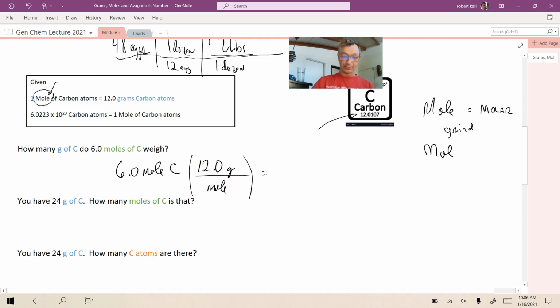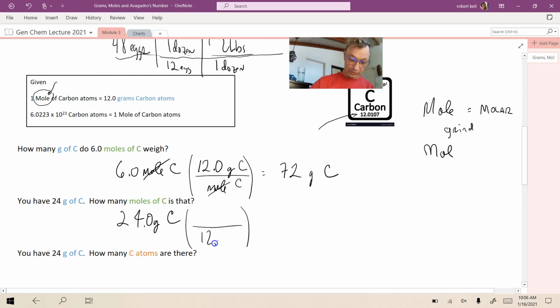And obviously, that's 72. Right? So cancel, cancel. We're good. Now you could write C and C here, and that makes it look a little nicer. Right? That's number 1 calculation. Number 2 calculation that we do lots and lots of is the opposite. We say 24 grams of C is 12 grams per mole. So we're using the same tool up here, but upside down, and 2.0 moles of C.